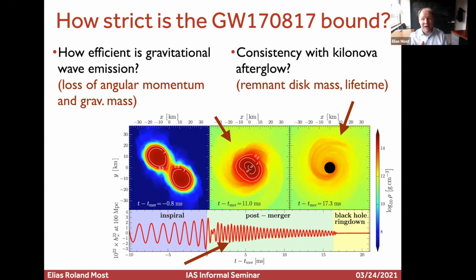On the other hand, how consistent do I have to be with the kilonova afterglow? Because after all, there are errors in the modeling. It might be that the numbers are off. And so, how much does that influence the result that I'm getting?